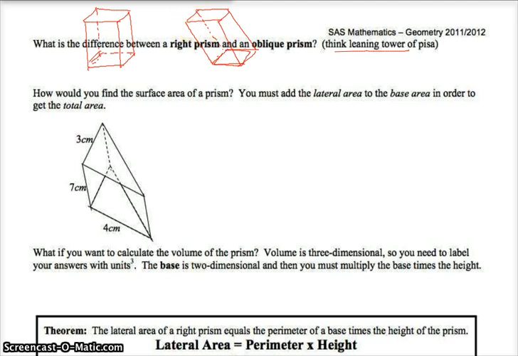So the height of this is no longer the length of the lateral edge. It's going to be the distance from here to here, which is going to be different from when it's straight up and down. So just know with an oblique prism, your height is this distance here, which is going to make a right angle with your bases.